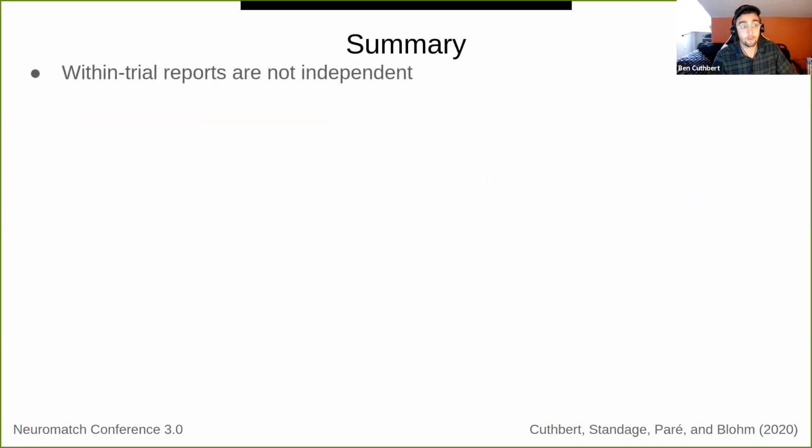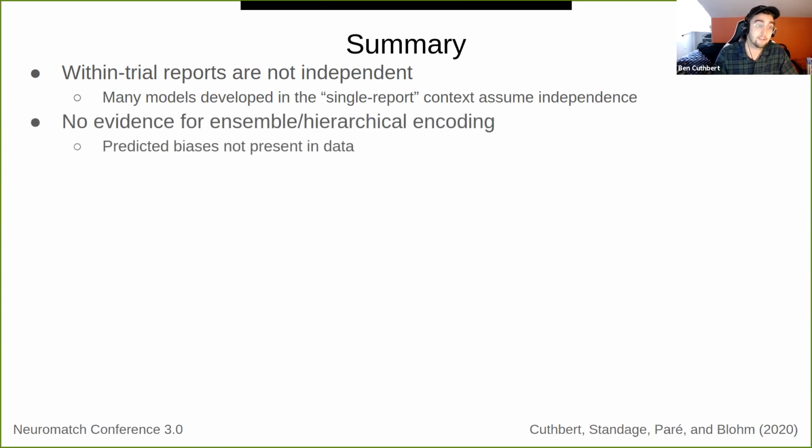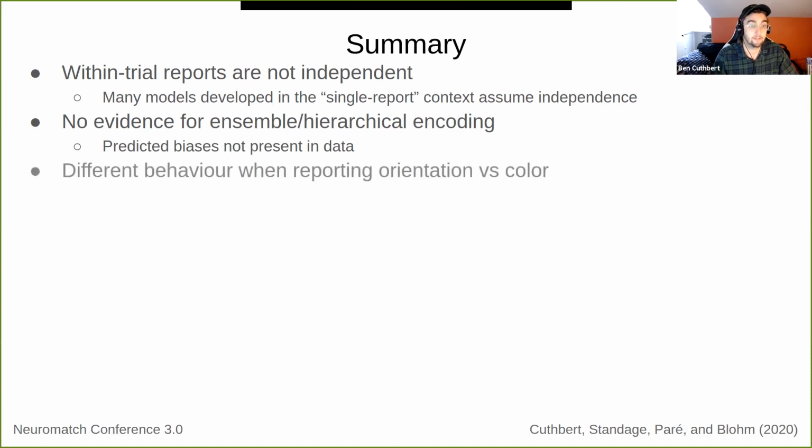Okay, so in summary, within-trial reports are not independent. When stimuli are presented at the same time, people seem to have some sort of dependency between them. The fact that they're presented at the same time seems to make a huge difference in how they are reported. That's important because many models developed in the single report context assume that they're encoded independently. I was not able to find any evidence for ensemble or hierarchical encoding, which is the main alternative model, where stimuli are grouped or chunked together based on some sort of compression optimization. And finally, there is different behavior when reporting orientation versus color.